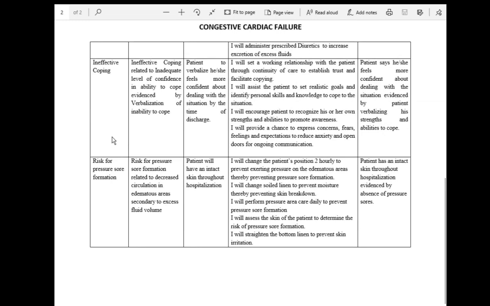We move to our fourth actual problem. Our fourth actual problem is ineffective coping. Ineffective coping is a situation where a person cannot cope with a new situation. This person with congestive cardiac failure is failing to accept and does not have the ability to cope with the new condition, which is CCF.